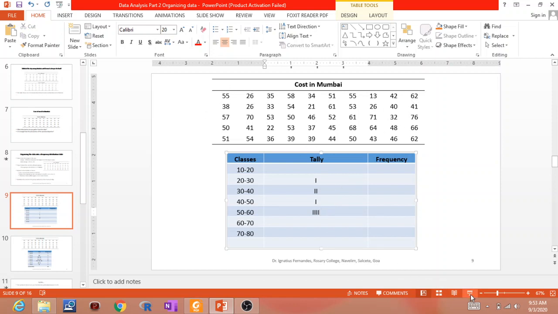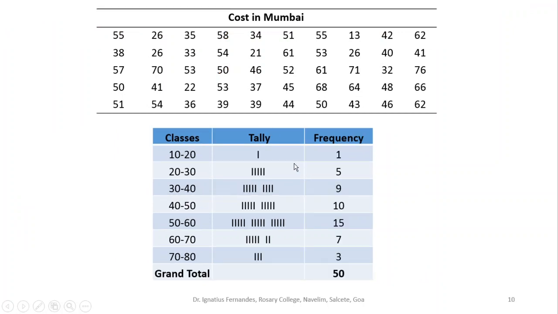You have to carry out a tally. Once you are done with this, you will get something like this. So I have completed all the 50 values here. So 10 to 20 there is 1, 20 to 30 there are 5 markings. So accordingly I total this and I write down these total values here. From 10 to 20 I have 1 entry. From 20 to 30 I have 5 entries. From 30 to 40 I have 9 entries. So I write 9 here. 40 to 50 there are 10 entries, so I write 10 here. 50 to 60 there are 15 entries here.